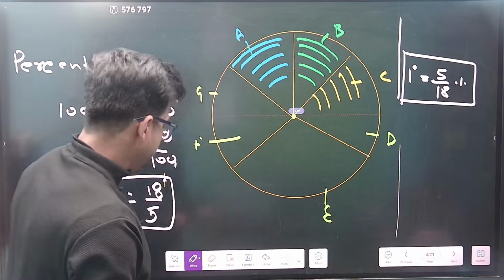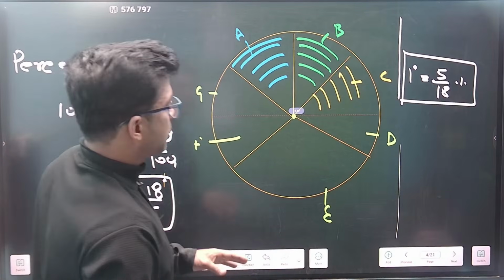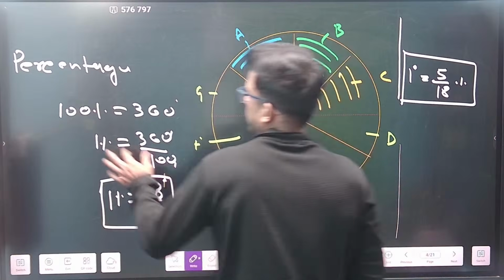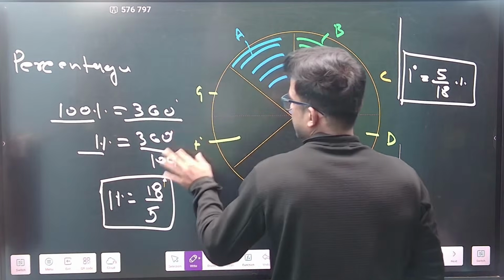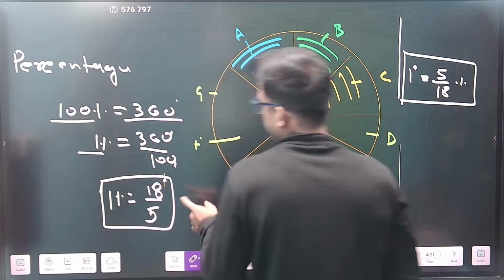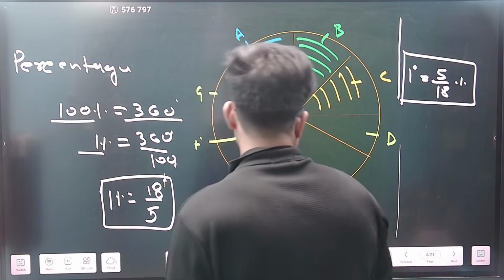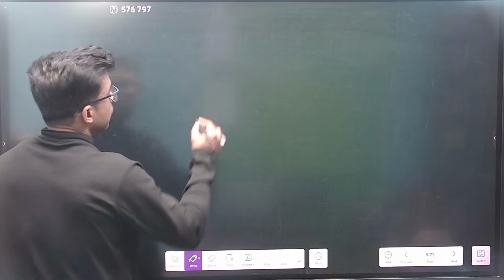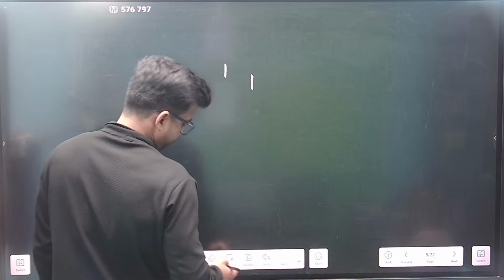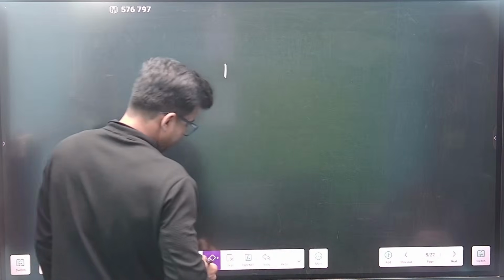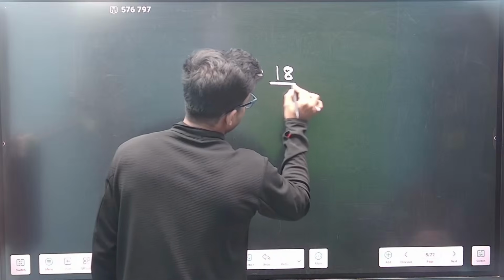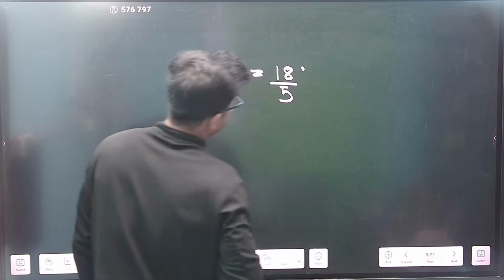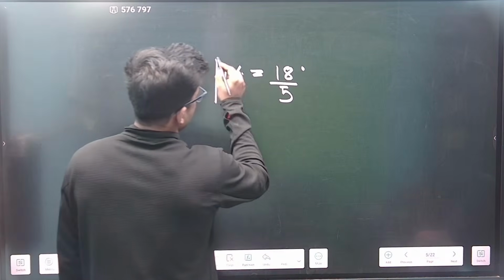These are the important things which you need to understand in terms of percentages. As I said, 100% would be equal to 360 degrees, so 1% would be equal to 360 by 100, which equals 18 by 5. So in short, if somebody asks you what is 1%, 1% is nothing but 18 by 5 degrees, right? This is 1%. I hope this makes sense.